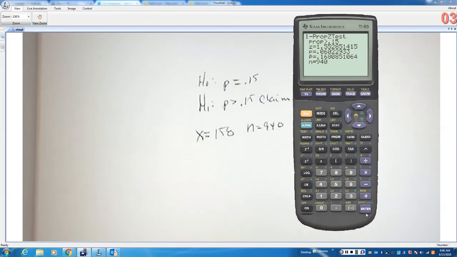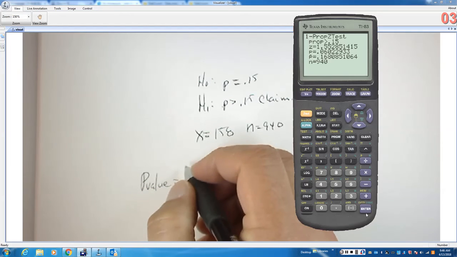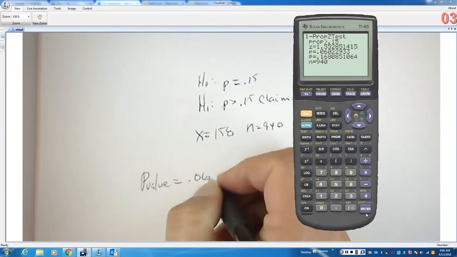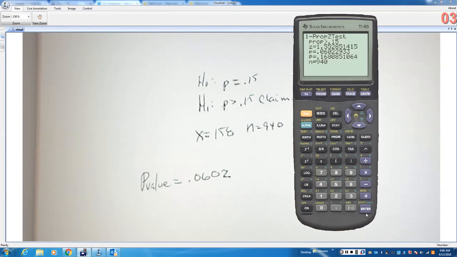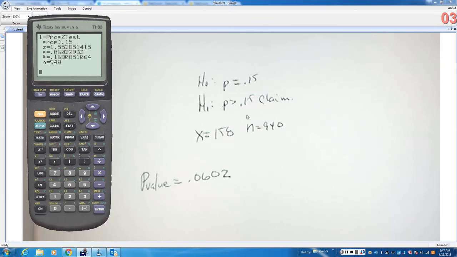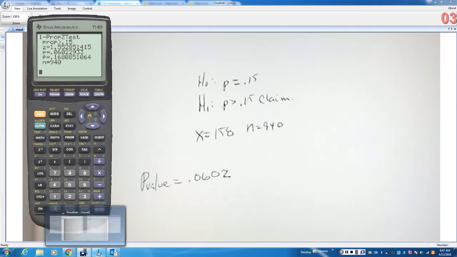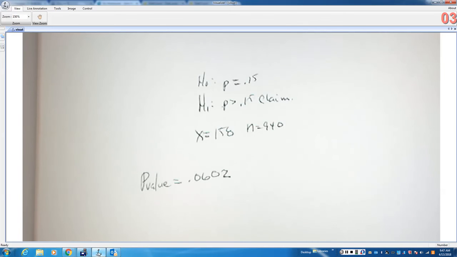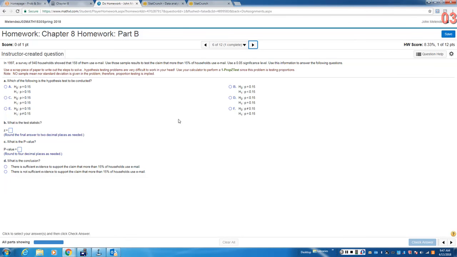So your p-value is going to be equal to 0.0602. Now, your alpha, your level of significance, we didn't see that, so let's see what it is. The level of significance is 0.05. Okay, so your level of significance is equal to 0.05. Let's check that because that's going to really affect your decision. It's a 5% level of significance.